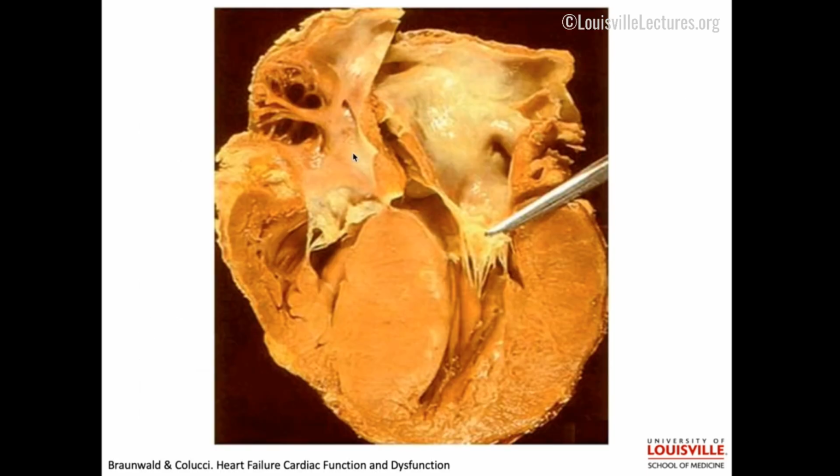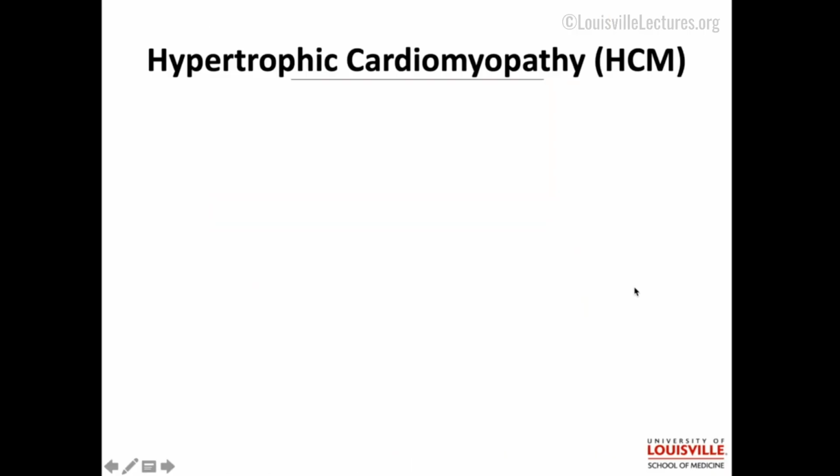This is a pathology specimen showing a very raging case of HOCM, where this entire septal muscle is absolutely massive, as is the free wall. And you can just imagine how this is going to be impairing flow out your aortic outflow tract here. So a few words on HOCM or HCM.